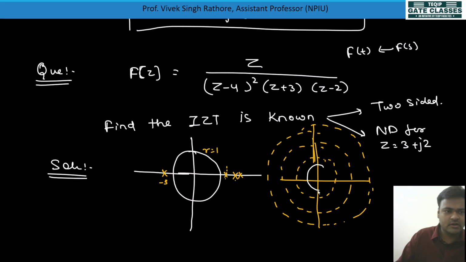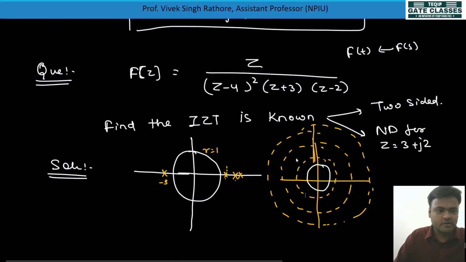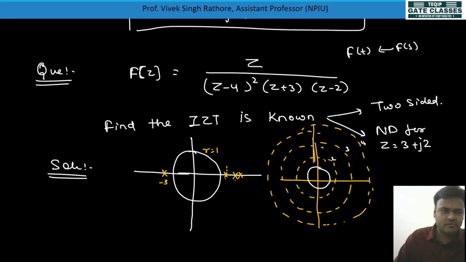Okay, and where is your z is equal to 1 unit circle? Let's suppose this is z is equal to 1. Sorry, one minute. I am thinking right. z is equal to 1. Okay, sorry, it is right only. So see, this is z is equal to 2, right? This is z is equal to 3, z is equal to 4, and z is equal to 1.